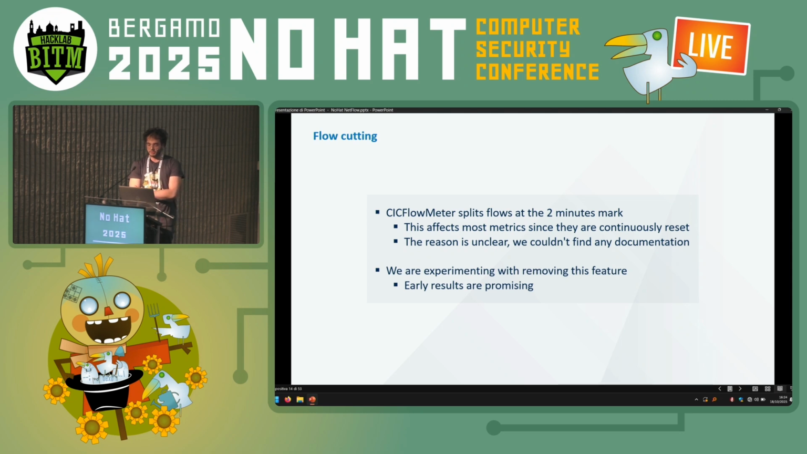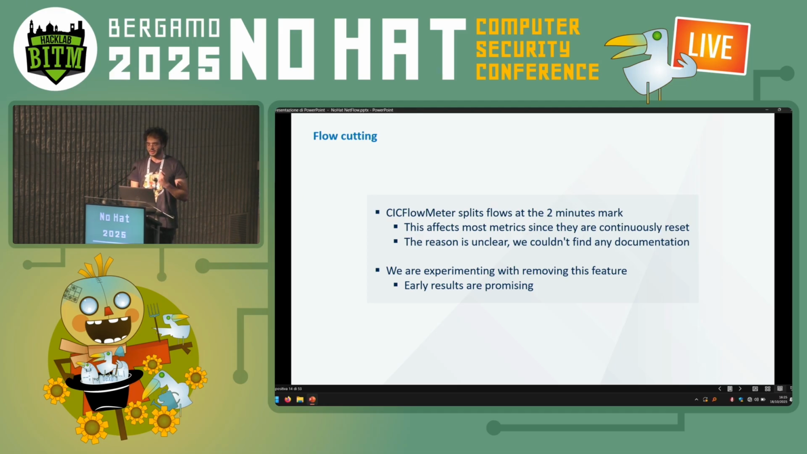The main improvement we are bringing is flow cutting. This is how we named a feature of CIC-FlowMeter, which always splits flows in exactly 2 minutes chunks. This means that if you have a long TCP stream, in the output, it will show up as many 2 minutes flows. This is an issue because all of these flows have independent metrics, except for the cumulative ones we discussed before. We don't really know why this feature is a thing. We do have some hypotheses, but we couldn't find any definitive documentation.